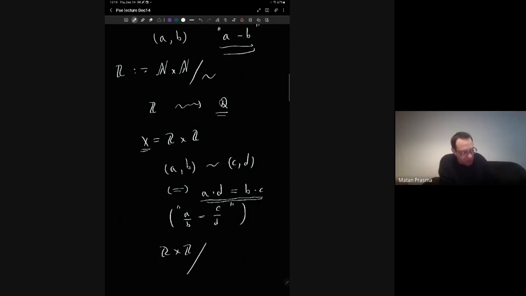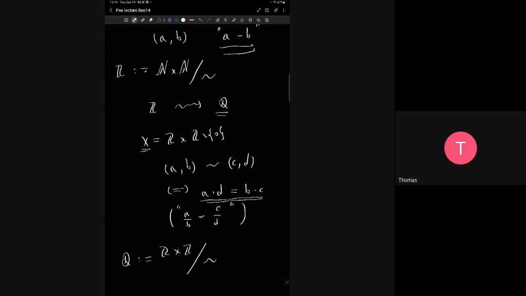And the rationals are simply pairs of integers. Actually, pairs of integers whose second coordinate is non-zero, to be precise. The quotient set by the equivalence relation is simply defined to be the rationals. Okay, there was a question? Thanks.